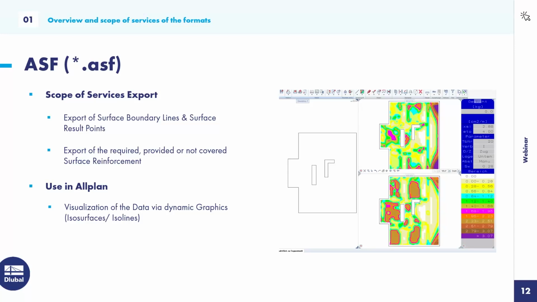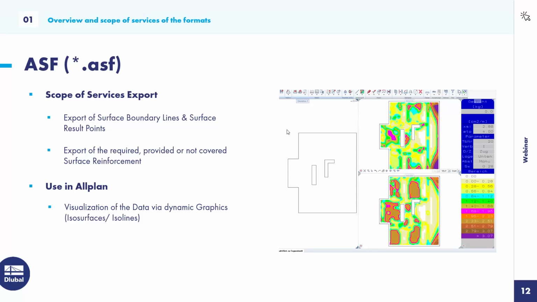So yeah, what is the scope of services here? We can export our surfaces and the required, the provided, or the not covered surface reinforcements into the ASF file. And then you can read that ASF file in, for example, Allplan. There you get, let's say, dynamic graphics. So you can see here, these are basically the required reinforcements on the top or bottom side of the surface. And the colors represent different required AS values.